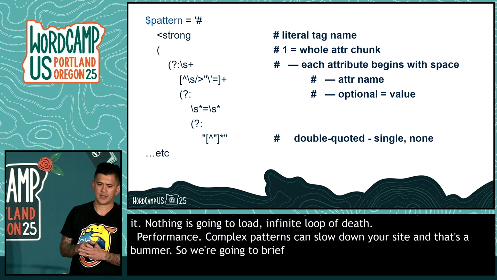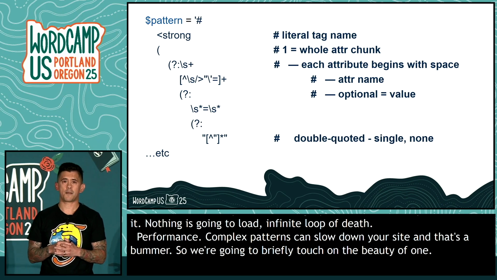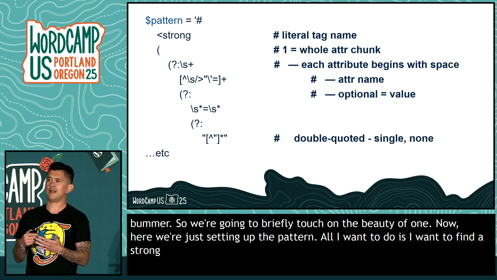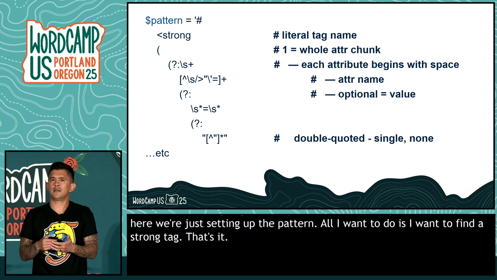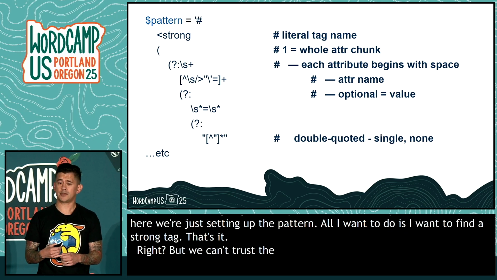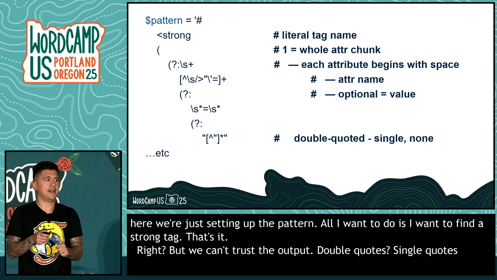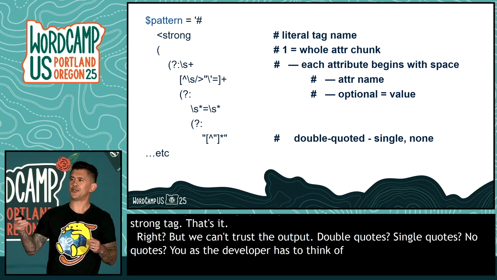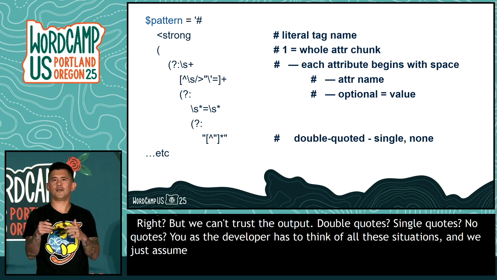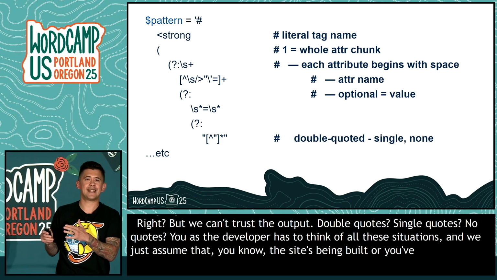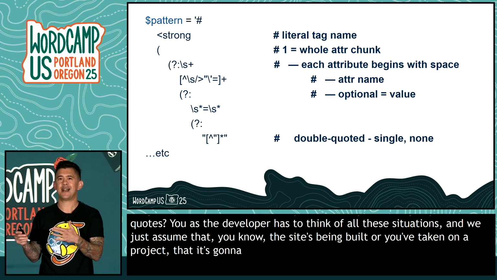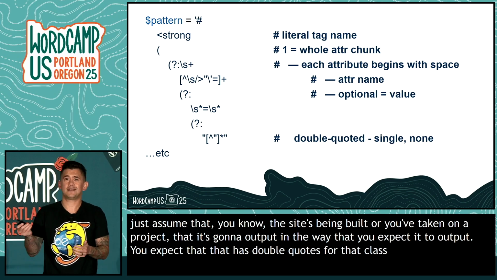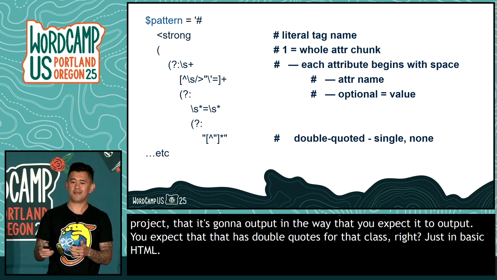Now here we're just setting up the pattern. All I want to do is find a strong tag. That's it, right? But remember, you can't trust the output. Double quotes, single quotes, no quotes. You, as the developer, have to think of all these situations. We just assume that the site's being built, or you've taken on a project, that it's going to output in the way you expect it to output. You expect that it has double quotes for that class, right? Just in basic HTML. Doesn't mean it's going to, and if you didn't account for that, then this isn't going to work.